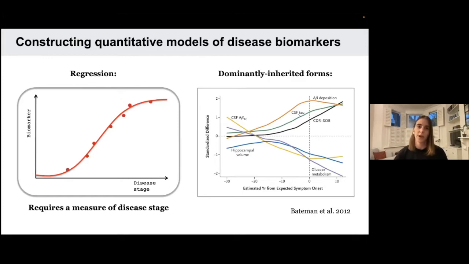Another technique you could try would be to follow individuals all the way from the start of the disease to the end. But this would take decades, and it would be difficult to collect a large enough sample or to identify who to follow, particularly in the pre-symptomatic stages.